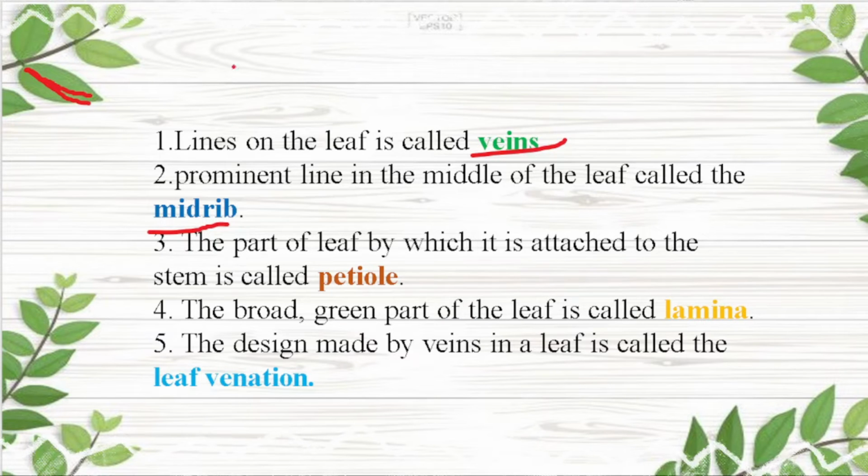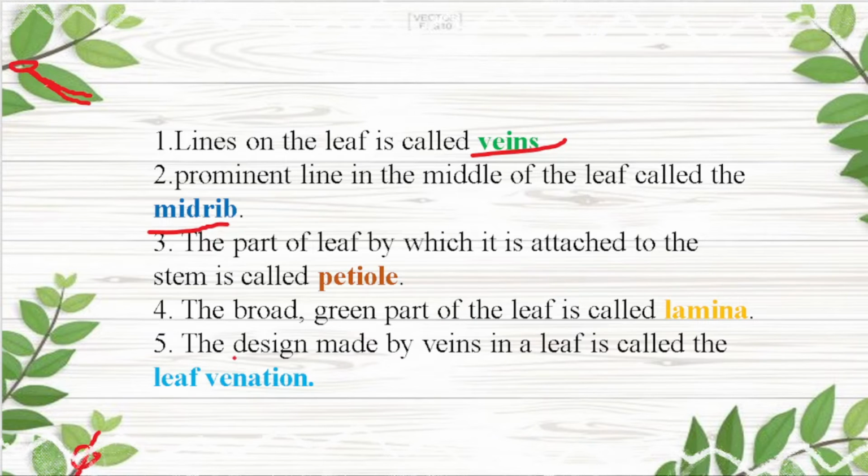Now, can you see here? This is the stem and the leaf is attached to the stem. And that part is called petiole. Okay, let's see here. Can you see here? These are also parts attached to the stem. This is the stem. So this is called the petiole.